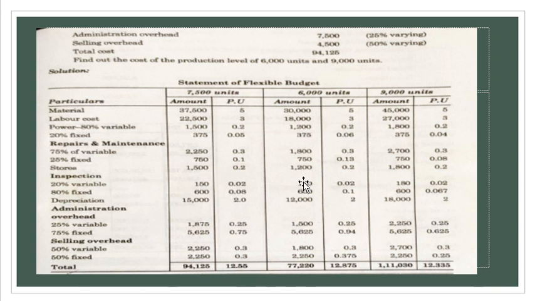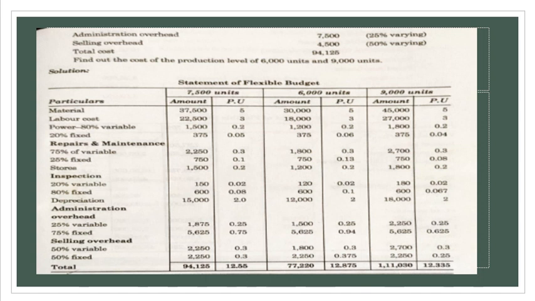Next, if you add up all the expenses for 6,000 units, you will get a total of 77,220, and the cost per unit is 12.875. Then for 9,000 units, the total you will get is 1,11,030, and the cost per unit is 12.335. So this is the statement of flexible budget for the given problem. They have asked us to find out the cost at the production level for 6,000 units and 9,000 units, so we have found out the cost for 6,000 and 9,000.